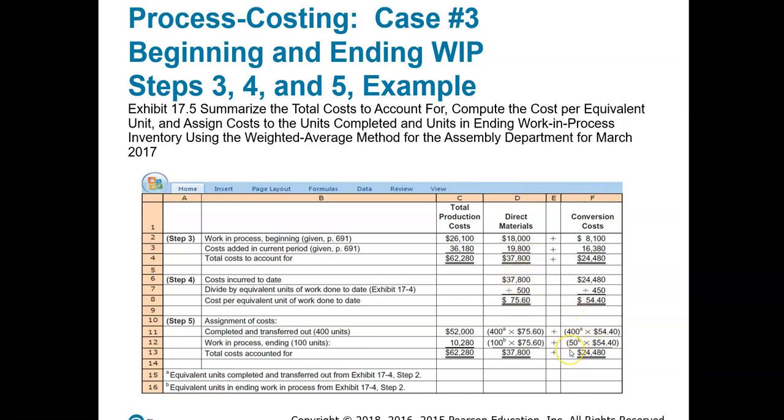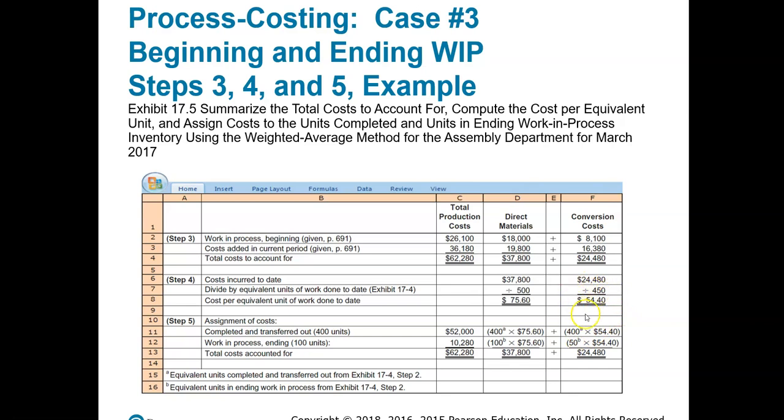Now let's take a look at step 5, the assignment of costs. I'm going to take that $54.40, my cost per equivalent unit for conversion costs, and first multiply it by the 400 units completed and transferred out. That way I know how much of that conversion cost I no longer have in our department. I'm transferring them out because those units are no longer in our department. They were transferred to the next department, so I'm going to send the units, and the associated costs with them, to the next department as well.